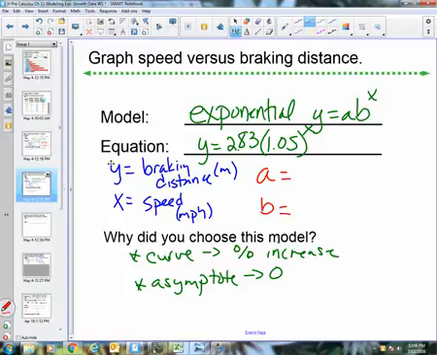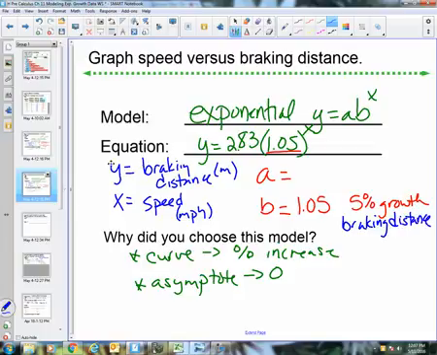So let's talk about the B first, the base, this 1.05. The base being 1.05 in exponential means since it's bigger than 1, it's growth, and it's growing at 5%. So it's 5% growth. Now, this nice nebulous word, it is growing. What is it? It's the output that is growing. Our output, which is the braking distance, our y. So the braking distance is growing 5% every 1 mile per hour that you increase your speed.